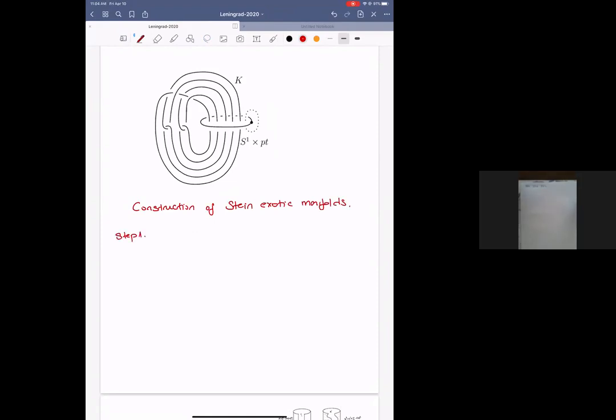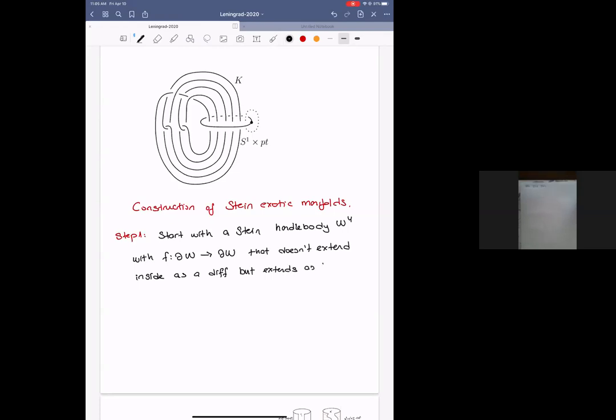Step 1. Start with a Stein handlebody with some boundary diffeomorphism that doesn't extend inside as a diffeomorphism, but extends as a homeomorphism. This is your initial start.